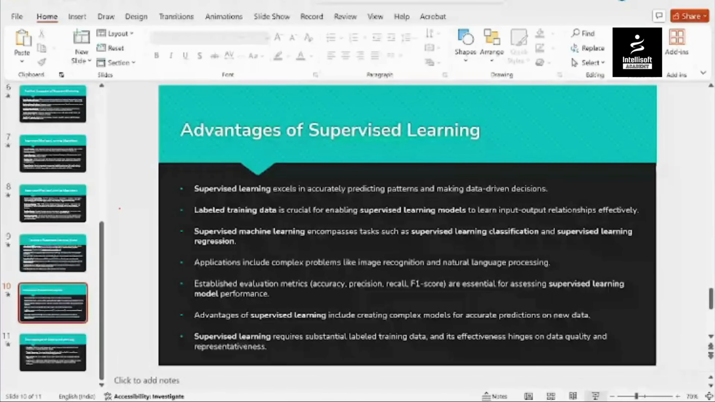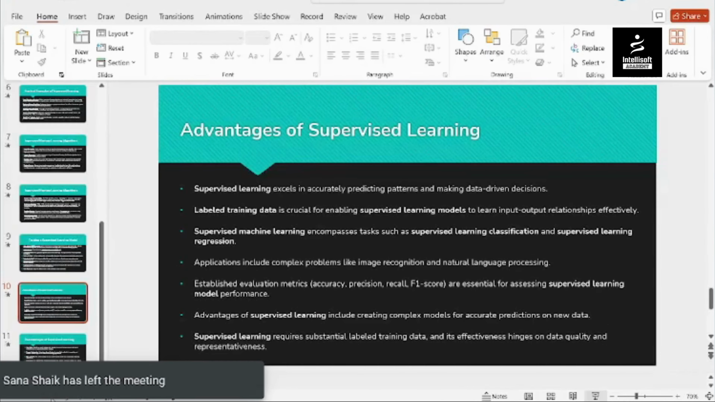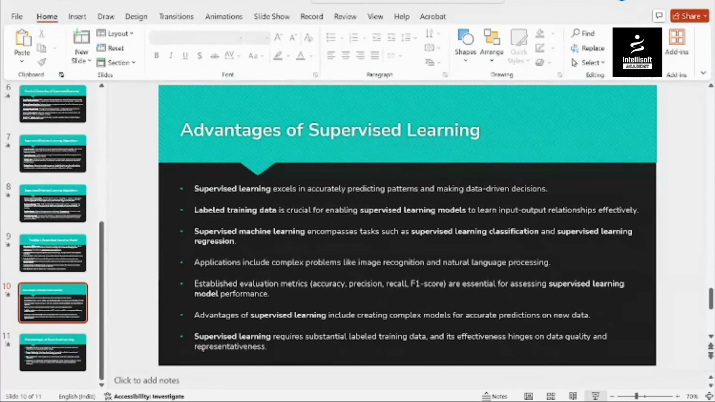Then comes bias in the model. There is a problem of bias in the models. As I told you, bias is an error introduced by approximating a real world problem with a simplified model. It can produce errors because of various things. Then dependence on labeled data. Obviously, it is supervised learning, so it depends heavily on data, which is time consuming, costly, and a challenge for engineers as well.